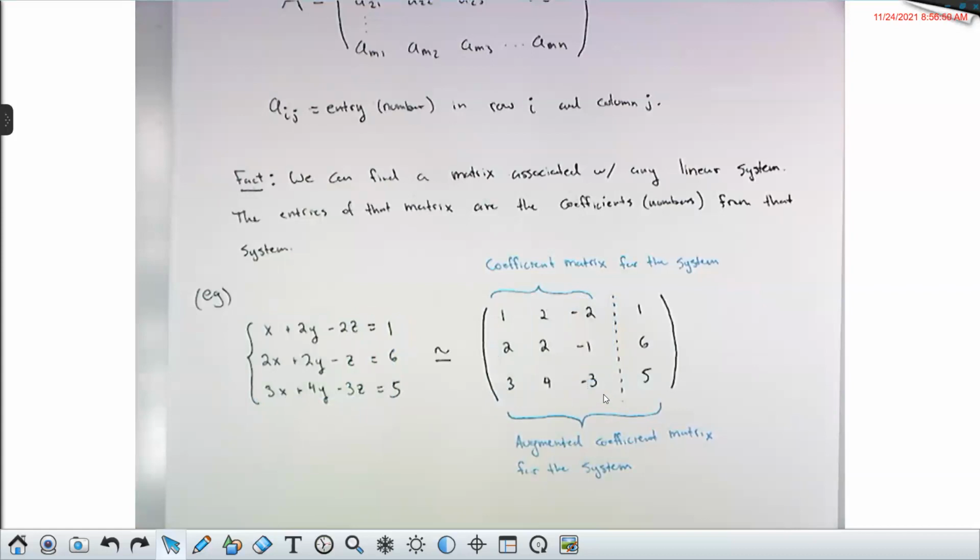So if I want to know what the 3, 3 position here tells me, this tells me that there is a negative 3z in the third equation. If I want to know what the 1, 2 position here tells me, this tells me that there's a plus 2y in the first equation. If I want to know what the 2, 4 position tells me, it tells me that the right-hand side of the second equation is 6. So I can give you a system and ask you to write down the augmented coefficient matrix. Or I could give you an augmented coefficient matrix and ask you to write down the system.